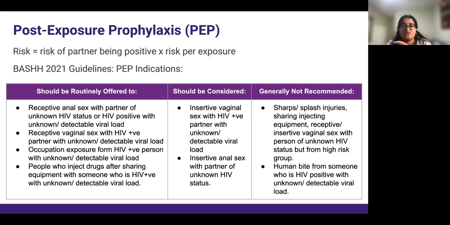It's not recommended for human bites, sharps injuries, or inserted vaginal sex with a person of unknown HIV status. So if somebody is from a high-risk HIV group, but the person has performed unprotected vaginal sex with them, then that's not a recommended reason to give them PEP, basically.